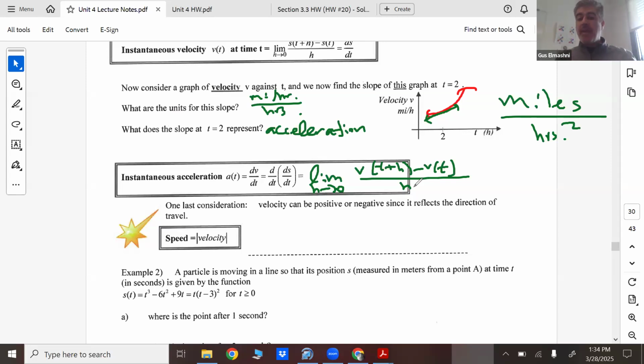And by the way, velocity can be positive or negative, depending on the direction of travel. So, say for example, we'll consider north to be positive, south to be negative.